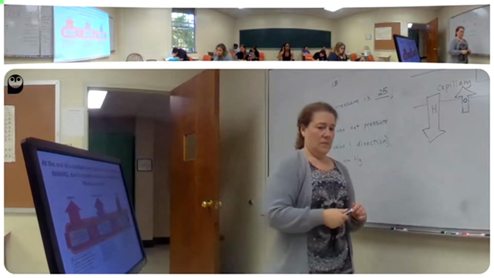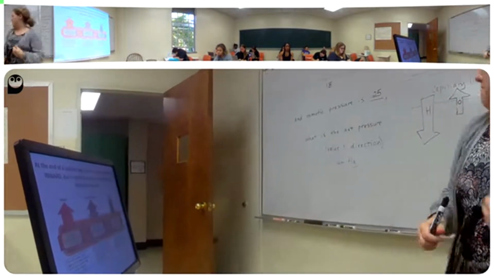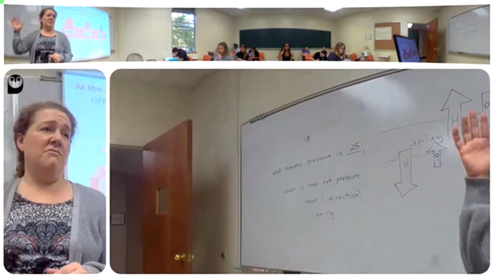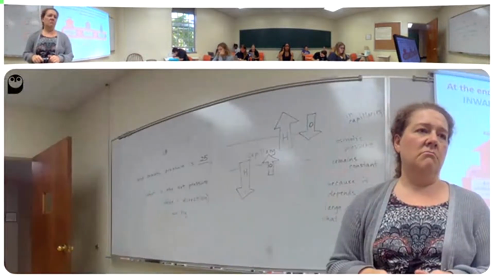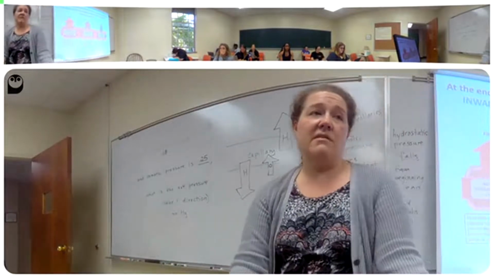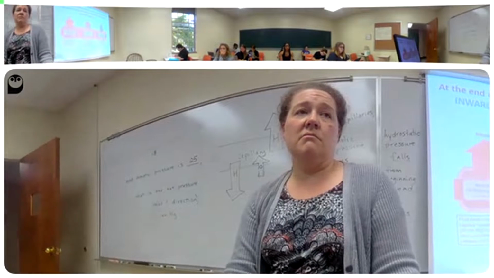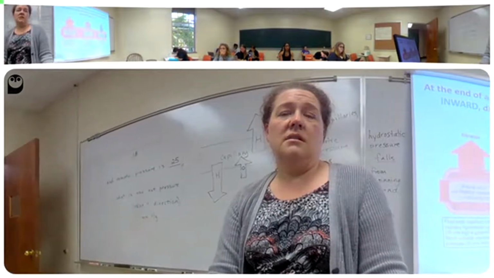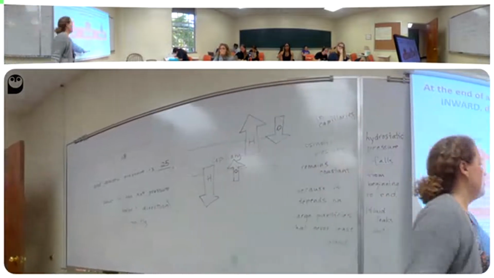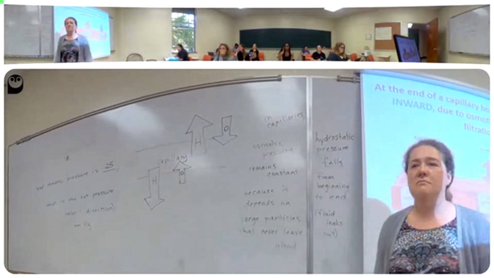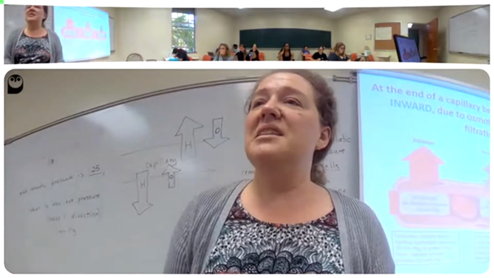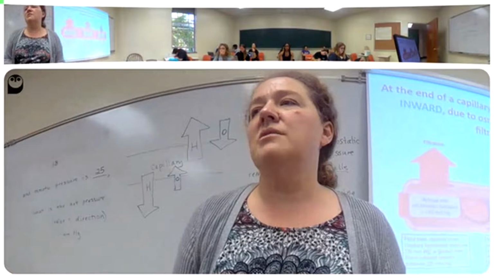Hydrostatic is 18, the value of their blood pressure. And the osmotic pressure is 25 for this person. Actually, I copied the same problem. Didn't mean to. That's the situation. What would be the net pressure and in what direction?